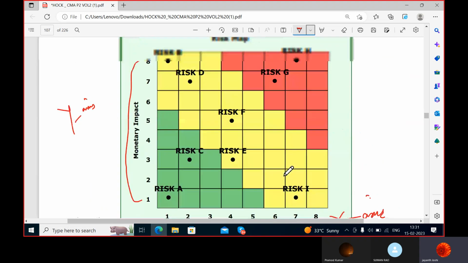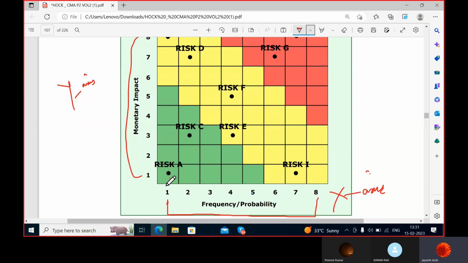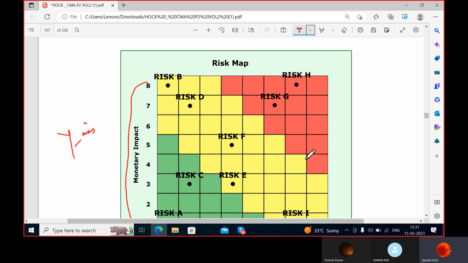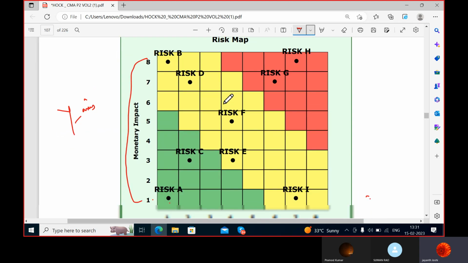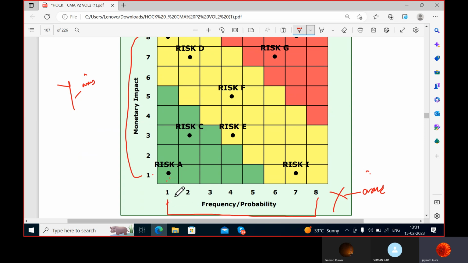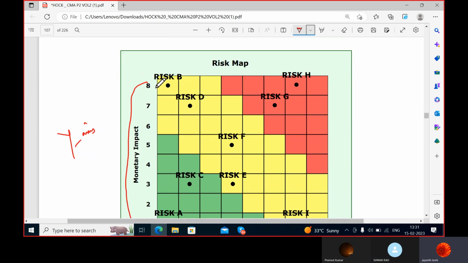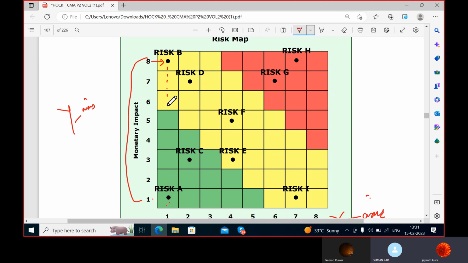Now let's see here. So there are some risks mentioned here. Risk A, which is here, you see the probability of that happening is 1, and the monetary impact is 1. And then there is a risk B, whereby the probability or frequency of happening is very less. Of course, it is like only 1, but the monetary impact is 8. Am I right? See, the probability is less, but the impact is high, correct?